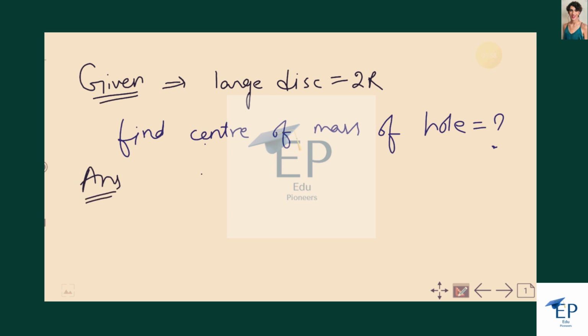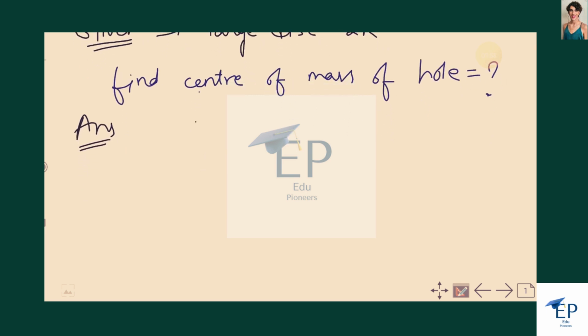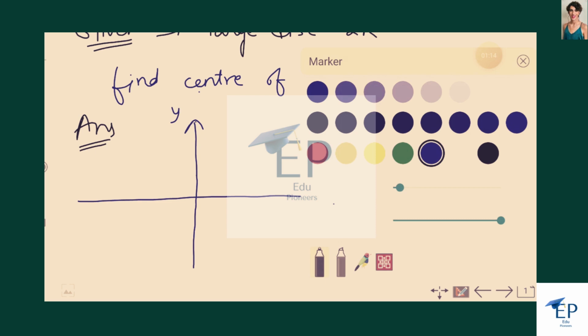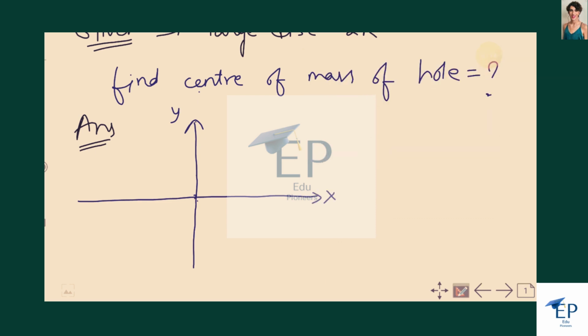In the answer, first I will explain the given data by making a diagram. So here first I will make a 2D coordinate system. This is the y axis and this is the x axis, and consider this as the origin and the center of the large disk. The radius is given as 2r, so here I am making this large disk having radius 2r.